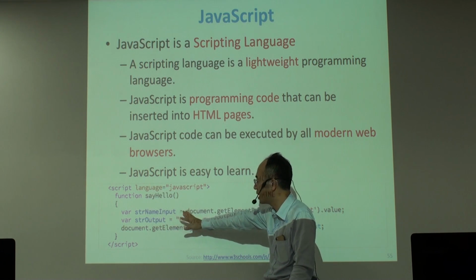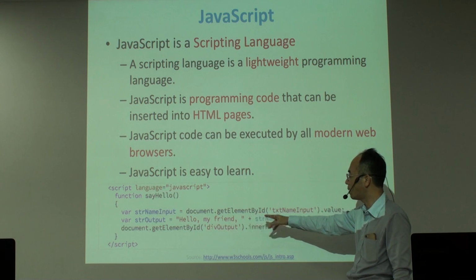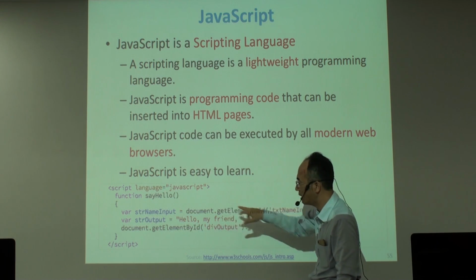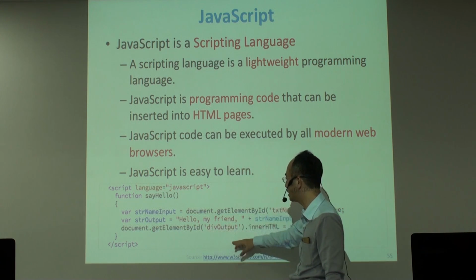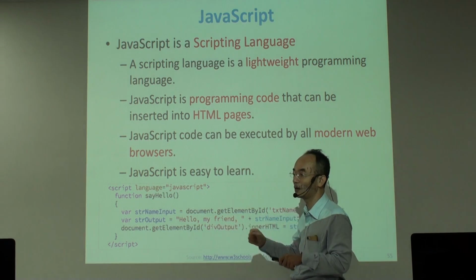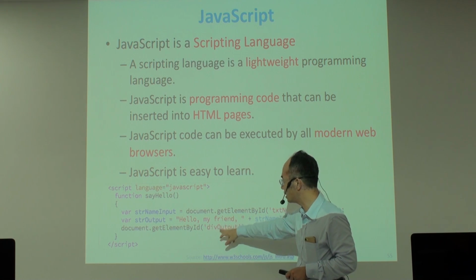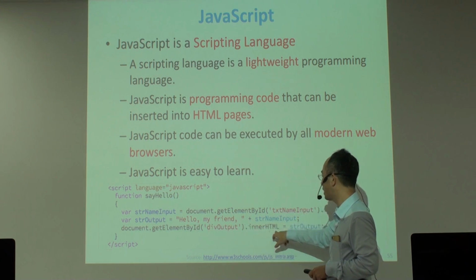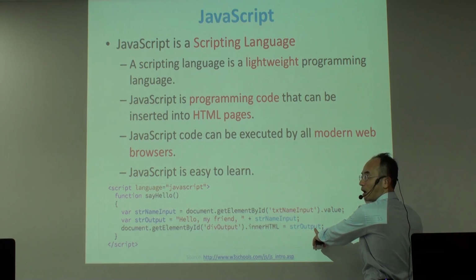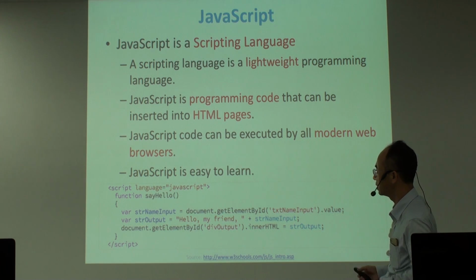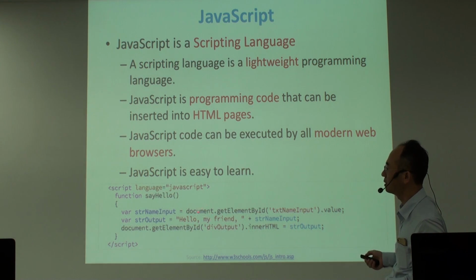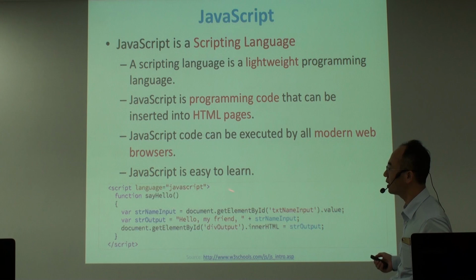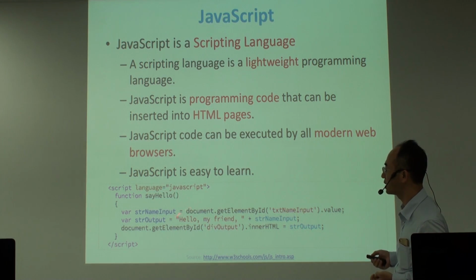This is the variable name input, and this is the output: Hello, my friend, plus the input, and this is document.getElementById div output, meaning that there is a div element whose ID is div output, and the inner text is string output, like here. So this is the JavaScript. As you can see, it's very easy to read and very easy to write under script language JavaScript.